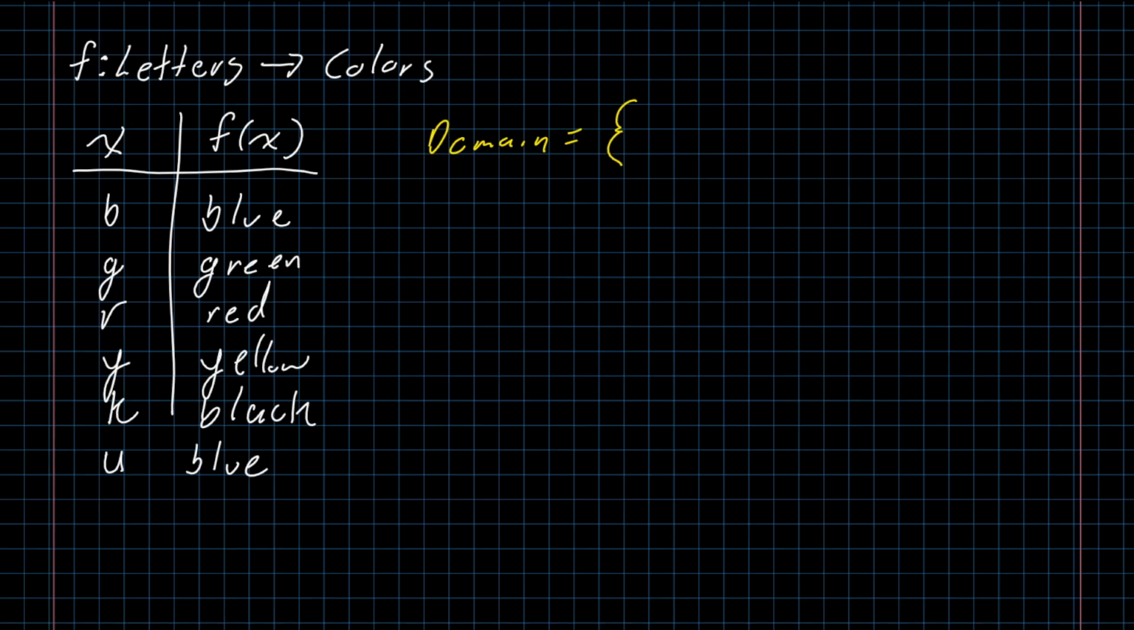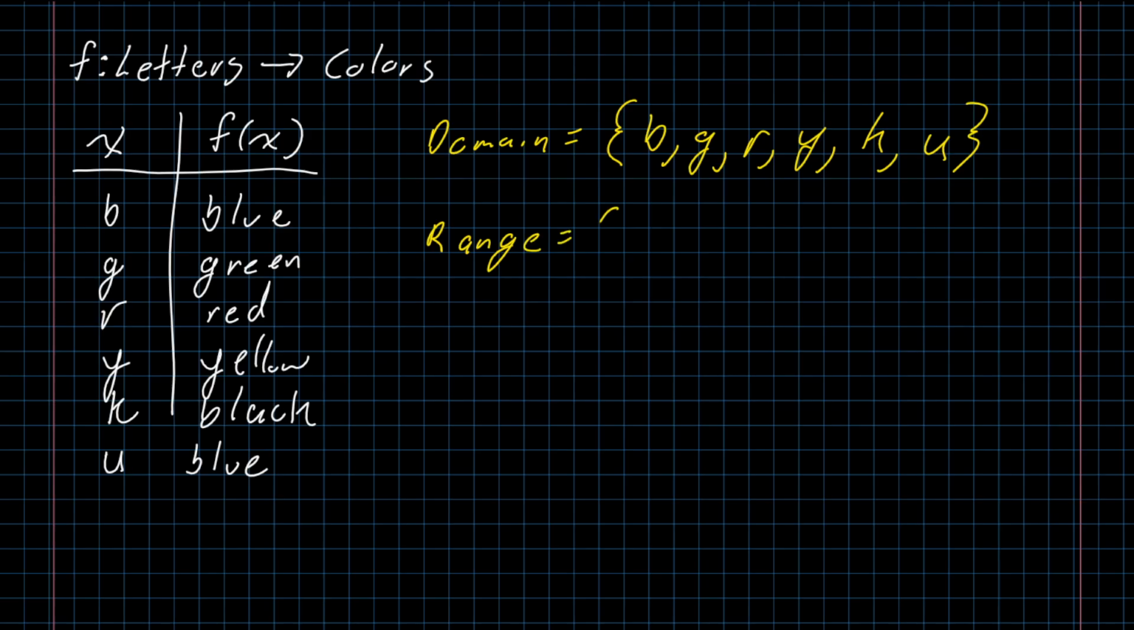I don't have a fancy symbol or notation for the domain. I'm just going to write the domain is. And we said that the domain was a set. It's the set containing all of the possible input values for the function. In this case, that's B, G, R, Y, K, and U. It might be worth rearranging those, putting them in alphabetical order or something, but I don't really know. It depends entirely on what application you are trying to look for.